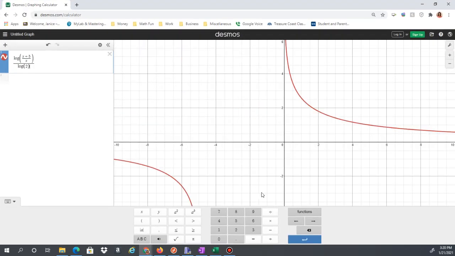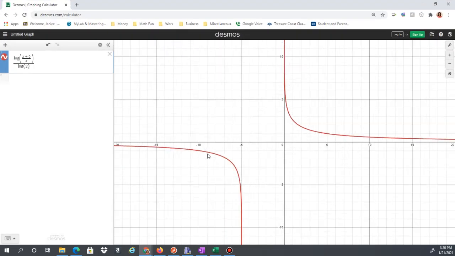Okay, so this is what our logarithm is going to look like. Notice you've got this asymptote here at 5, which means I took this x plus 5, set it greater than 0, and got negative 5. And then this one here is 0, where I took the x and set that greater than 0 as well.